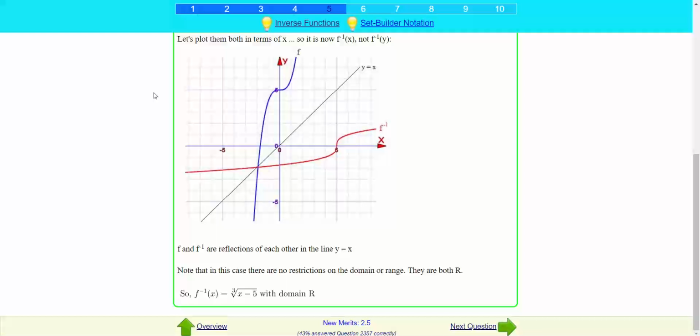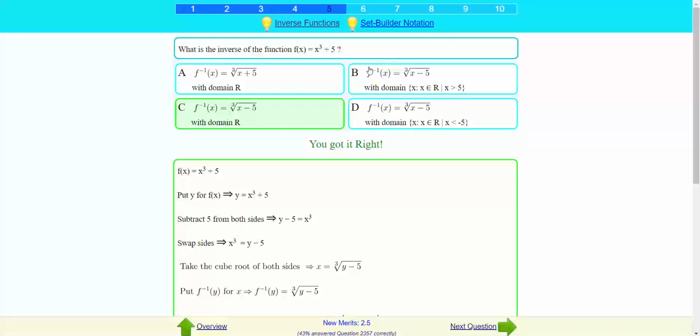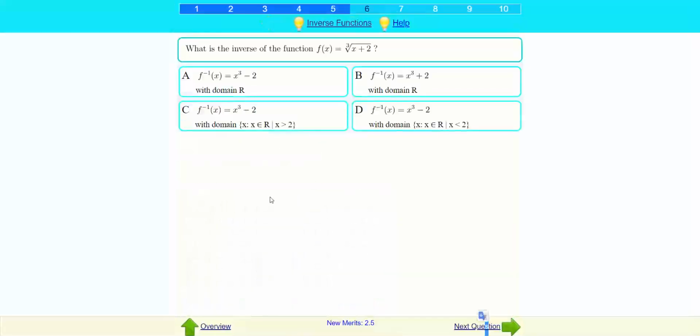Line y equals x. Note that in this case there are no restrictions of the domain or range. They are both all. Okay, did they limit the domain? Yeah, because it's cube. Next question. You see, I think if you get the trick, it would be possible. So let's solve this one.